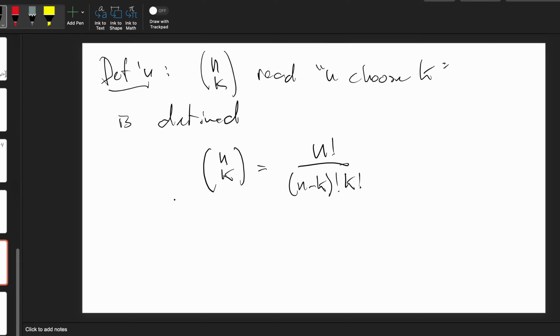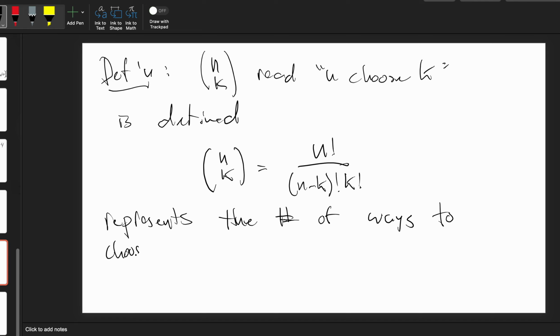This seems so random. Actually, this represents the number of ways to choose k objects from a set of n. So let me give you an example.